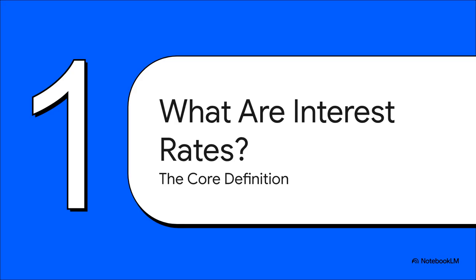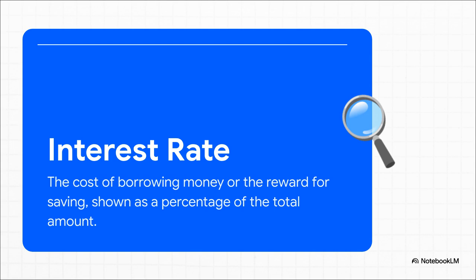All right, first things first, let's get a crystal clear definition on the table. What exactly are we talking about when we say interest rate? So, in the simplest terms, you can think of an interest rate as the price of using someone else's money. If you're a borrower taking out a loan, it's the fee you pay for that service. But if you're a saver putting money in the bank, it's the reward the bank pays you for letting them use your funds.